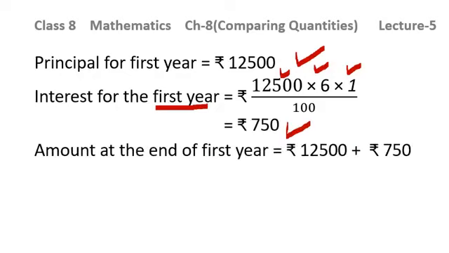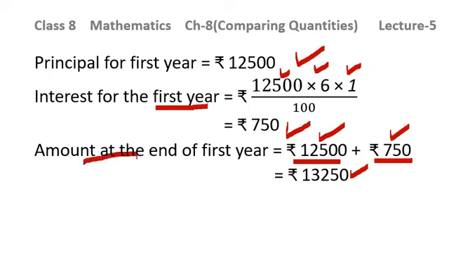Then amount at the end of first year. We know the formula for amount. Amount is given by principal plus interest. So this is the principal plus this is the interest we have calculated for 1 year. So the total amount will be 13,250. This is the amount at the end of first year.